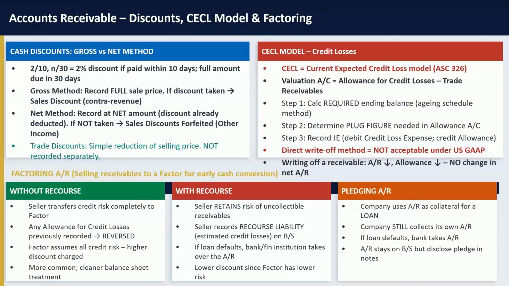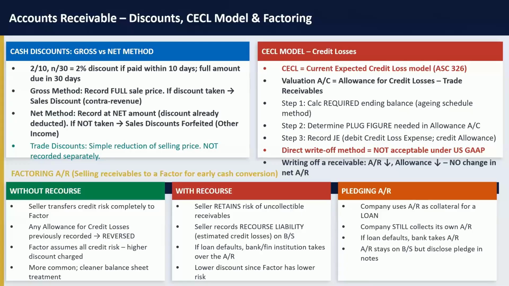And how do you record it? It's a simple reduction in selling price. Next up, we have the cash discounts. The purpose of cash discounts is that you give them only to people who purchase from you on credit. The purpose is to encourage them to repay your accounts receivable as soon as possible. That is why, to encourage them, you give these cash discounts.